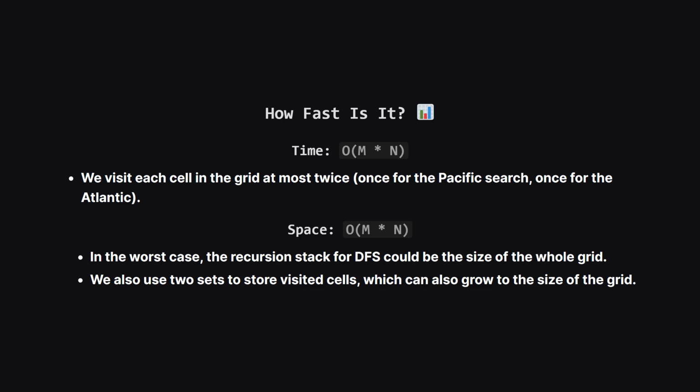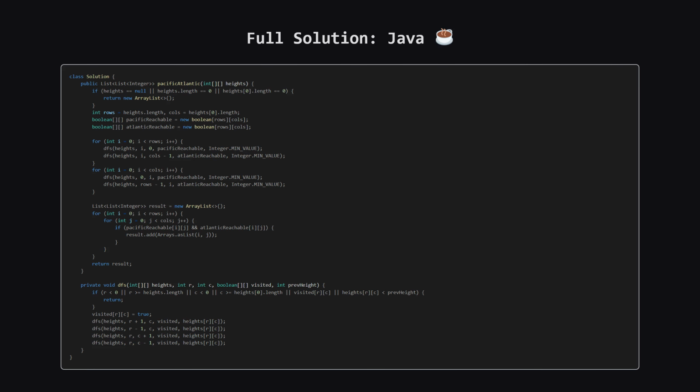So how efficient is this? The time complexity is big O of m times n, where m and n are the grid dimensions. This is because each cell will be visited a constant number of times, at most once for the Pacific search, and once for the Atlantic search. The space complexity is also big O of m times n. This is for the two sets we use to track reachable cells, and also for the recursion call stack in the worst-case scenario.